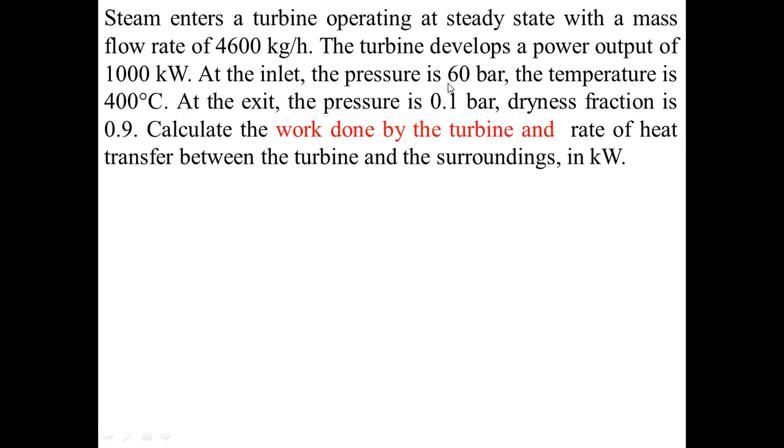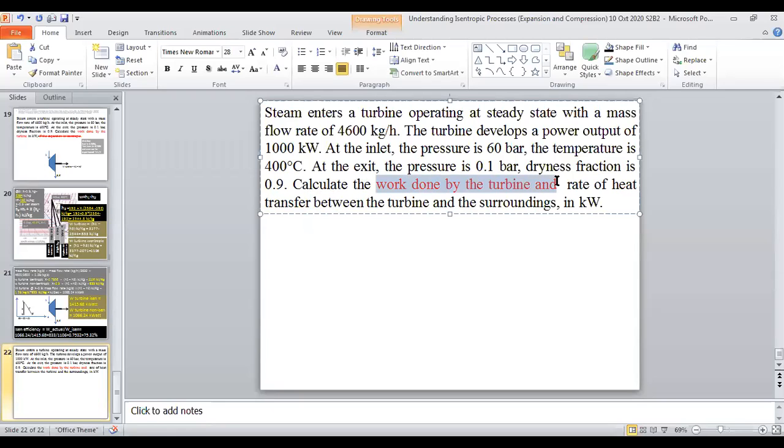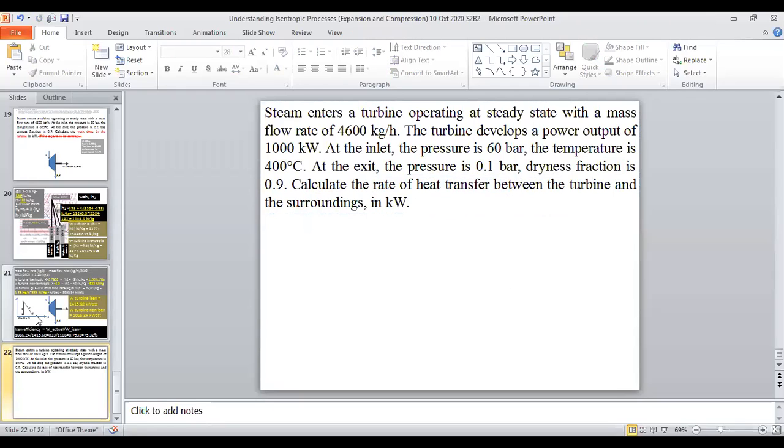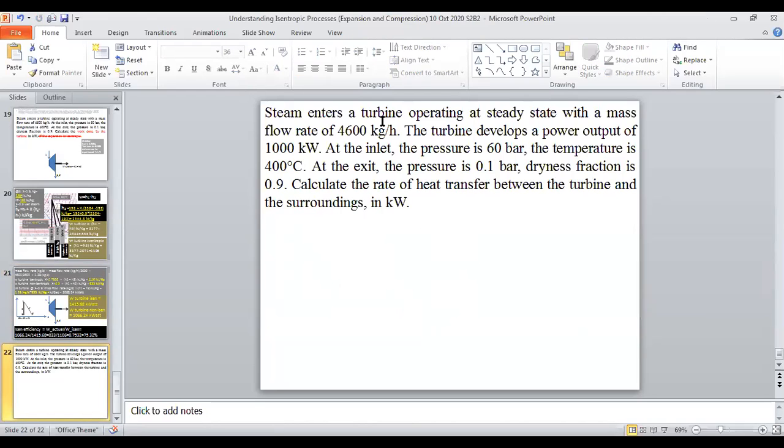At the inlet, this is this. So develop the power means you need not calculate the work done, because work done was given there. But what is the earlier work done? 1066. But now this says work done is 1000. So this is the question.